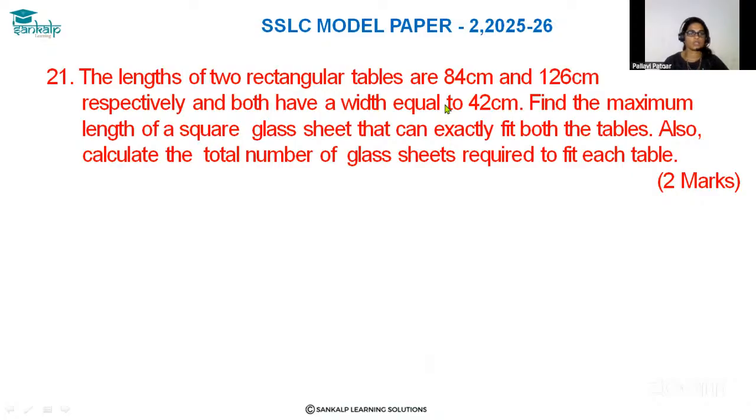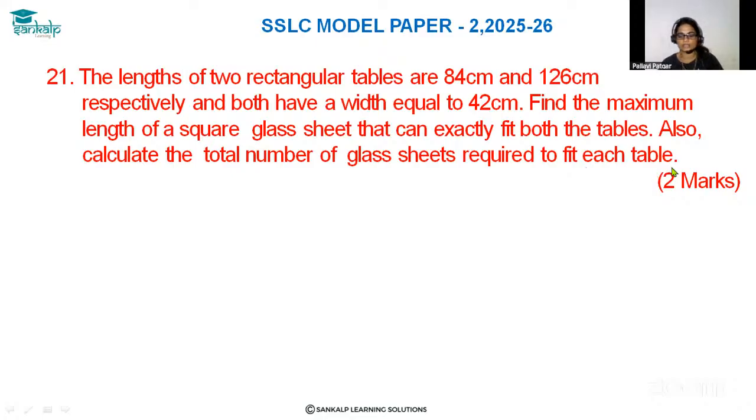Hello everyone. Look at question number 21. The lengths of two rectangular tables are 84 centimeter and 126 centimeter respectively, and both have a width equal to 42 centimeter. Find the maximum length of a square glass sheet that can exactly fit both the tables. Also calculate the total number of glass sheets required to fit each table.